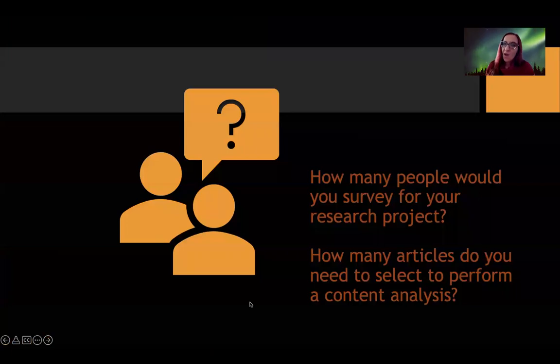If you think of a research project, such as a survey, how many people do you think you would survey for your research project? What is the number of people that you would survey? Or how many articles do you need to select to perform a content analysis? I must say that there is no specific answer to this question. It really depends. It depends on your research question, on the hypothesis that you're testing. It also depends on the population that you're looking at.